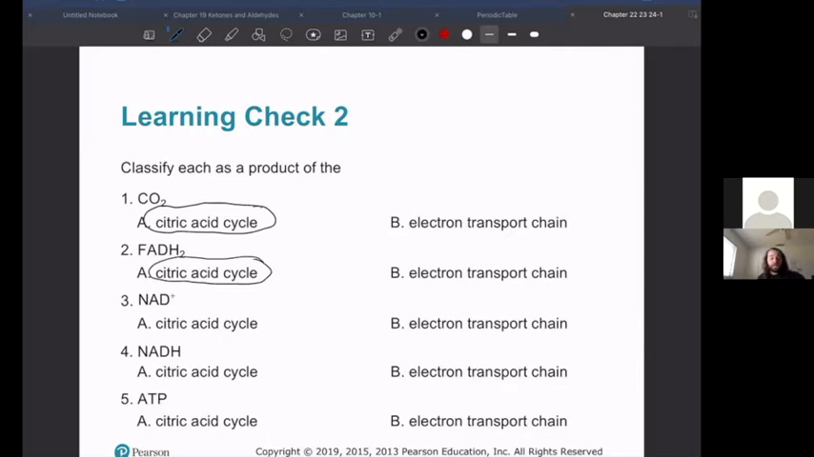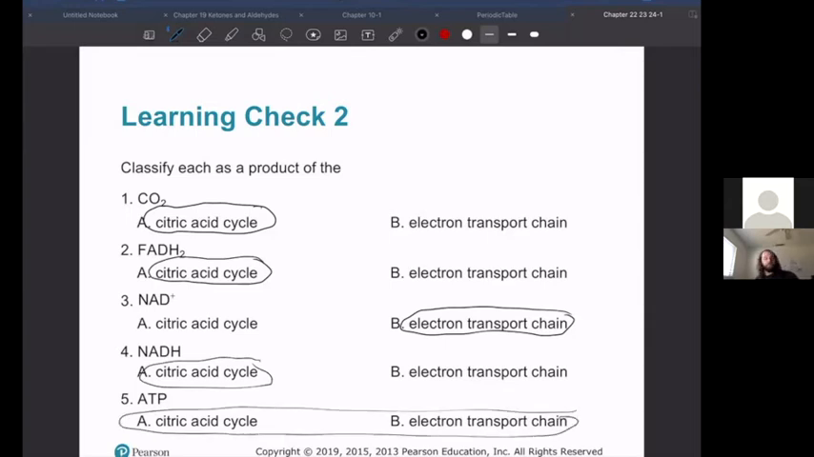NAD plus is what happens when NADH is used in the electron transport chain. So that's the product that we get from NADH. NADH was the product of the citric acid cycle. And ATP is actually the product of both of these here, right? We got one payout, like a small payout of ATP from the citric acid cycle, and then the electron transport chain is when we get a lot of ATP.